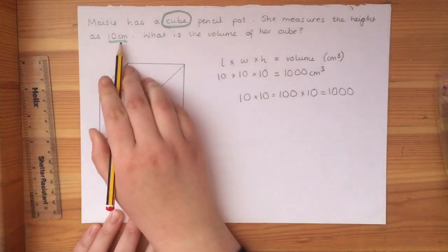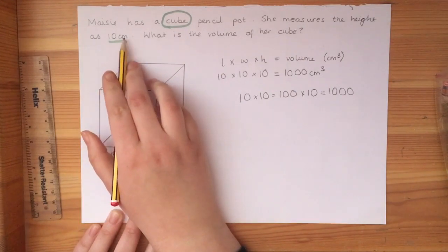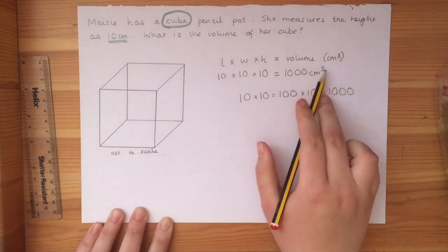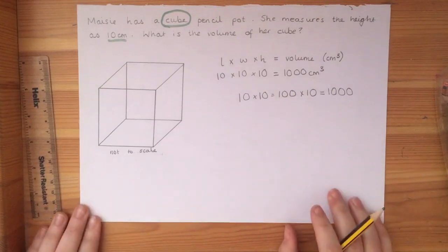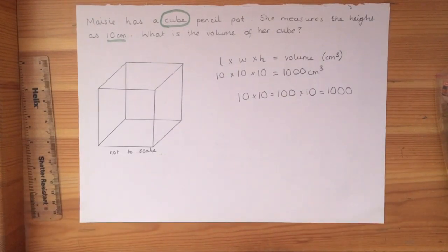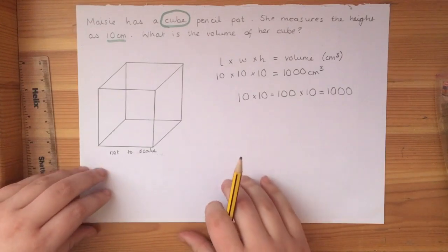And I'm just going to check that I'm doing it in the right measurement. I am, because it's centimetres up here, and I always need to remember to add my cubed there. So that's how to work out the volume of a cube. Now what about if it's a cuboid?